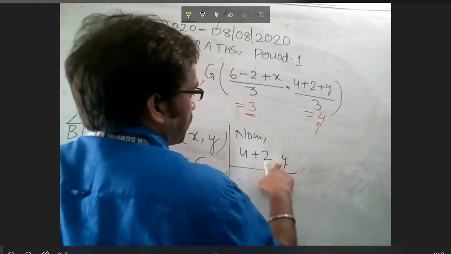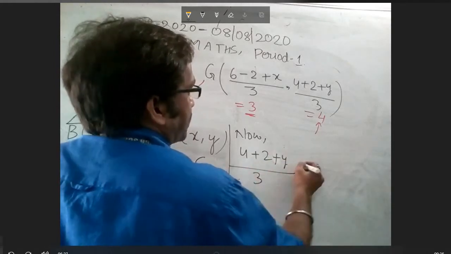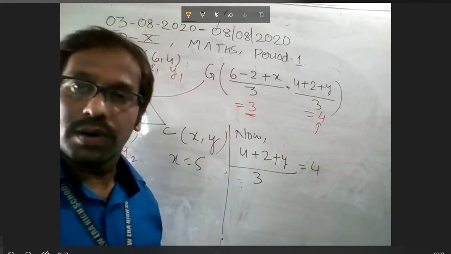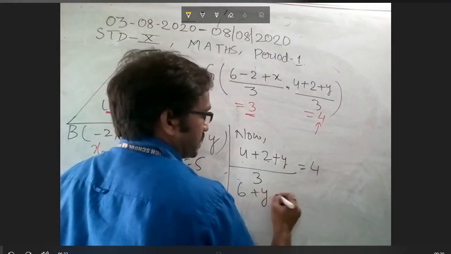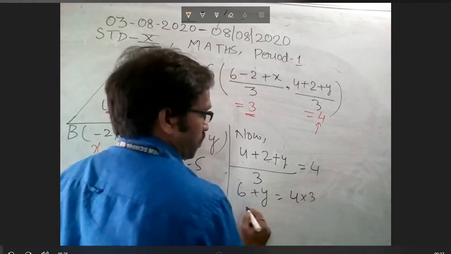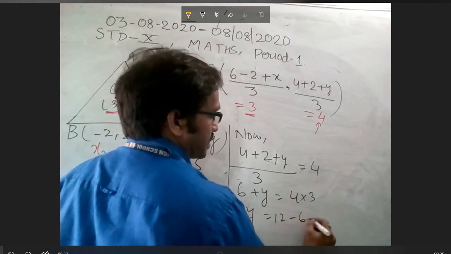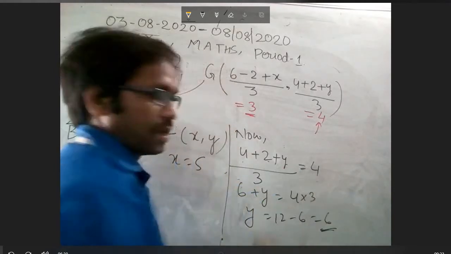So here is that part. This is the y part. That is equal to 4. That means 4 plus 2 is equal to 6, plus y is equal to 4 into 3. That is 12, that means y is equal to 12 minus 6, that is equal to 6 here.